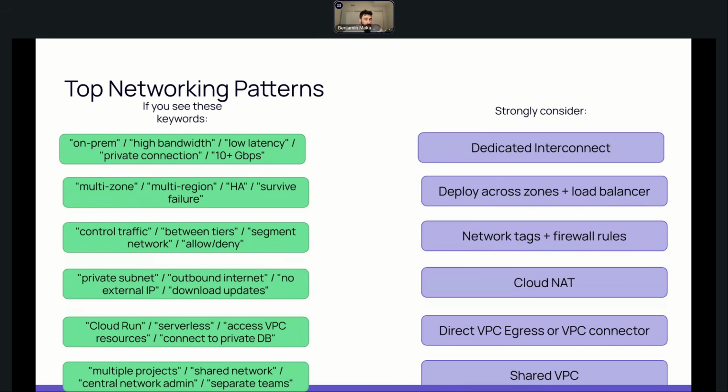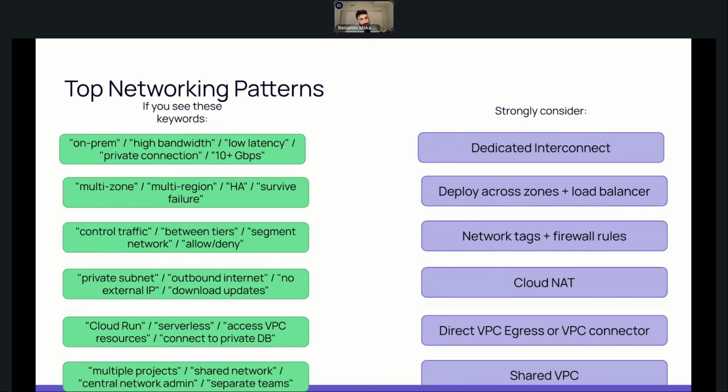Controlling your traffic. If you see a question that talks about controlling traffic between tiers of VMs or tiers of an application, or segmenting your network, or allowing and denying traffic to different parts of an application, think of using network tags and firewall rules. You can actually base firewall rules on network tags, which is something that Google likes to put forward as a convenient solution in networking.